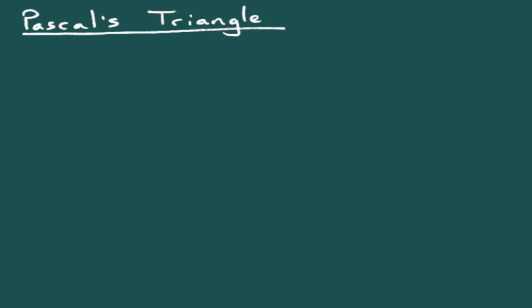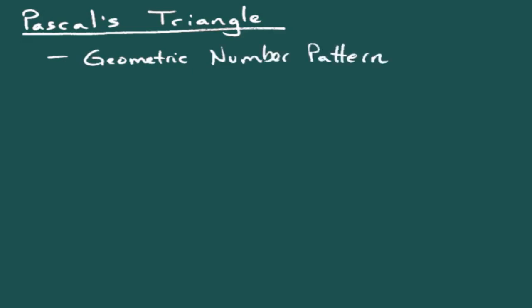Well, basically it's a geometric number pattern where we are doing exactly what it sounds like. We're generating a triangle. And so we start off at a 1 at the top, and then we put 1s on each side, and then for the entries in the middle, they will be the sum of the entries that are diagonally above it.